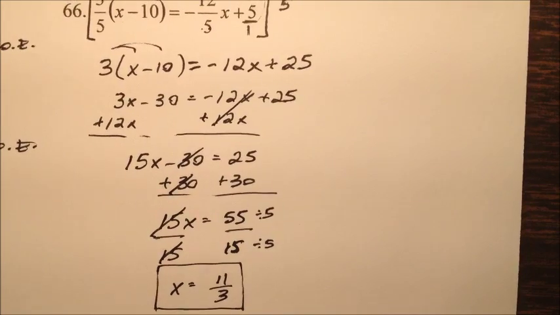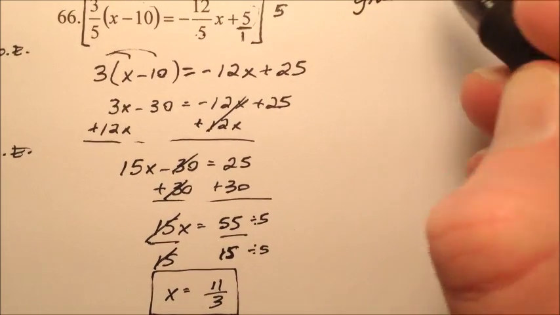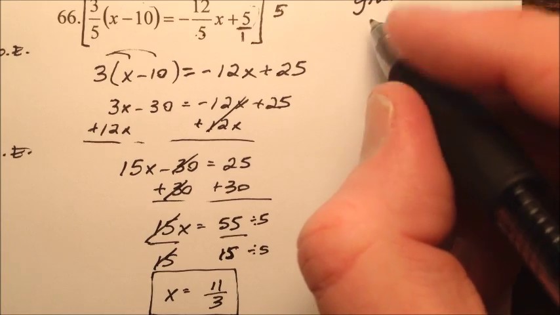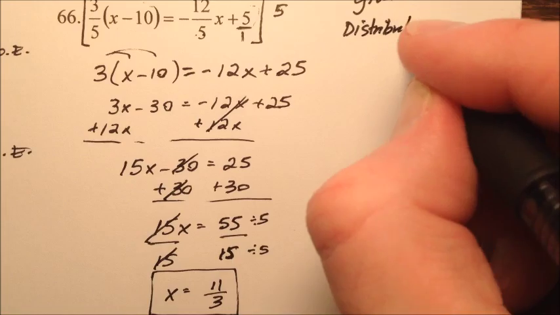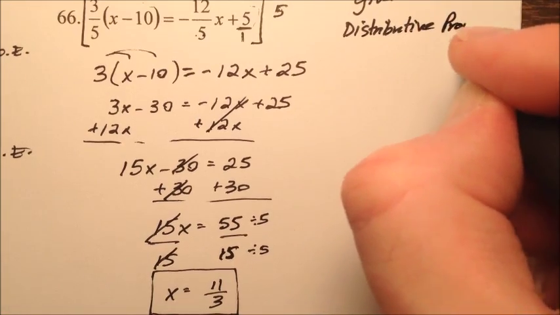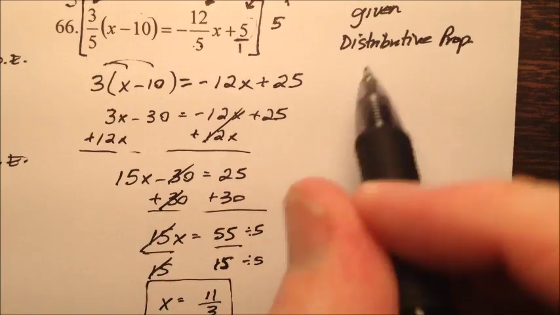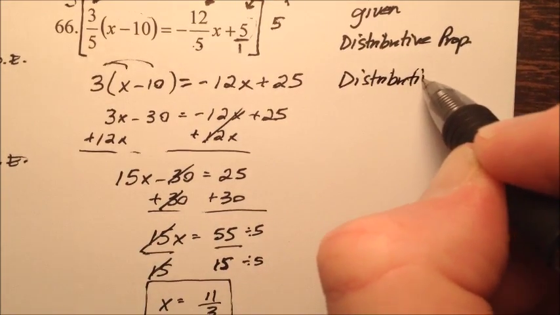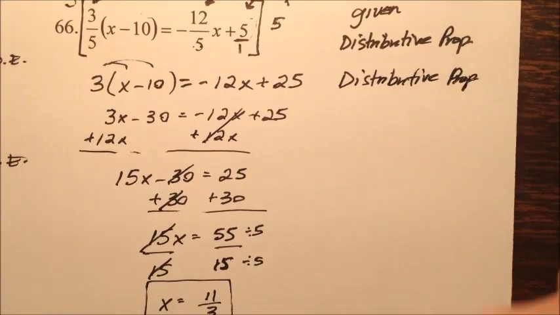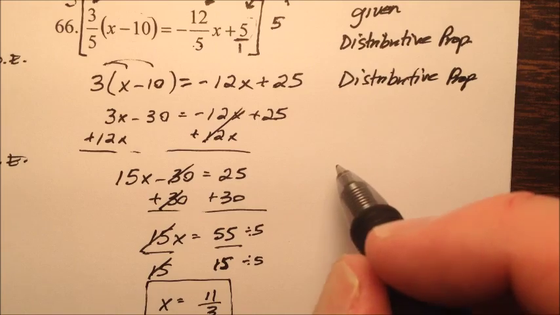So let's go ahead and take a second and write the steps down. The first guy was given, and then we used what we can consider the distributive property in order to get rid of those fractions. Then once we did that, it was interesting, then we actually did the distributive property on our parentheses. So we actually did the distributive property twice in a row, once to get rid of the fractions and once to get rid of the parentheses.